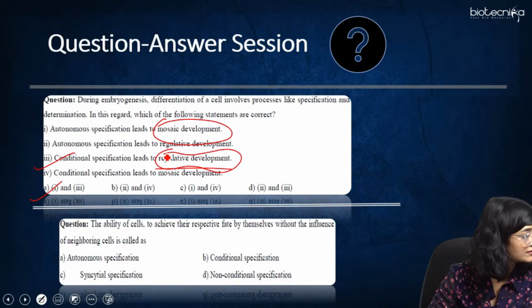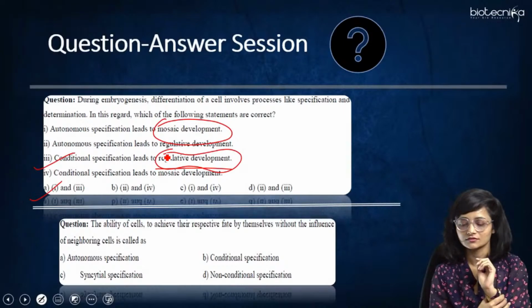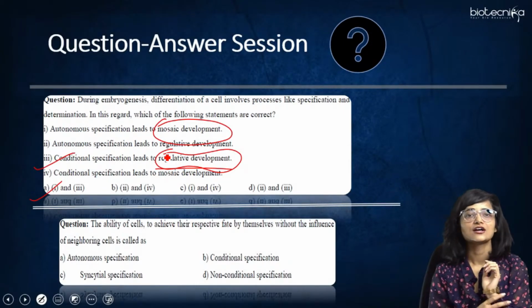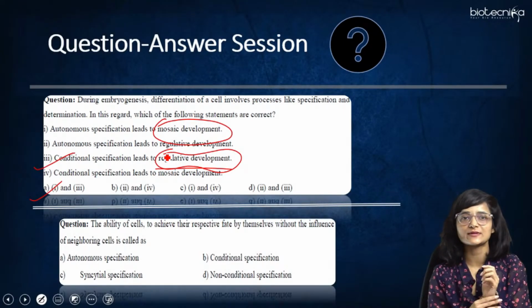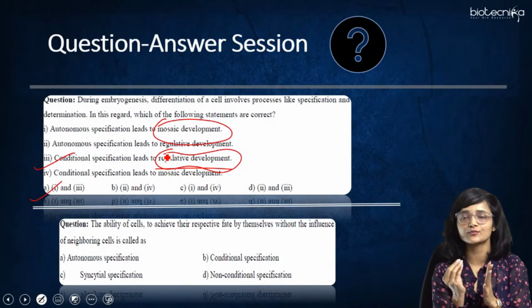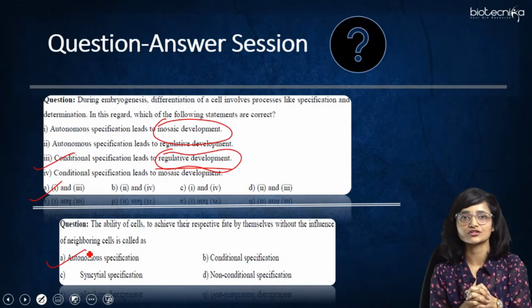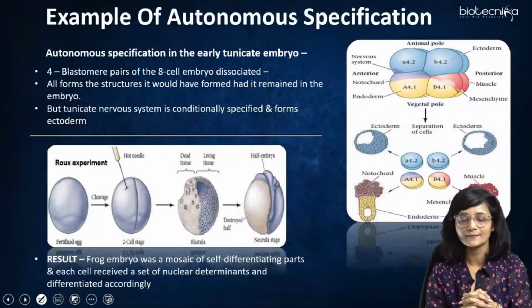Okay, Manish says A, Jagdish says A. Most of the people are saying option A, right? So this is the correct option, autonomous specification, where basically it doesn't get affected by the external factors. Intrinsic properties are majorly responsible for autonomous kind of specification, right? So coming to the next slide.